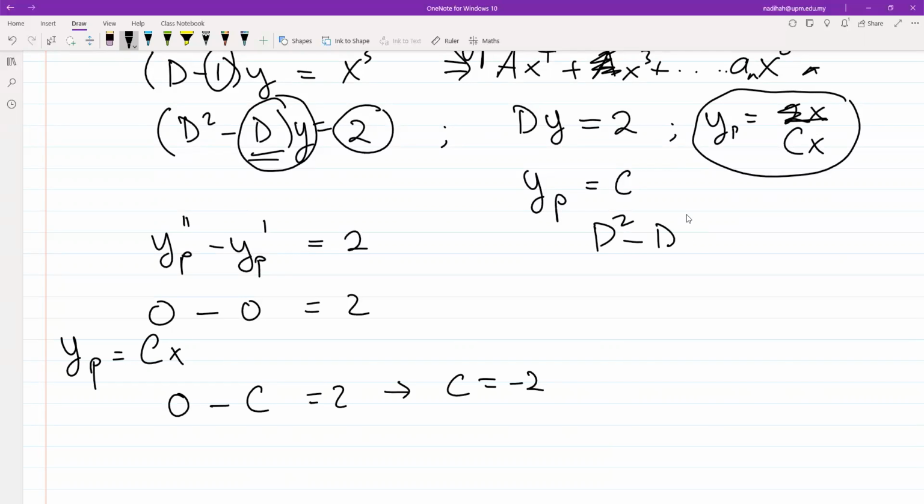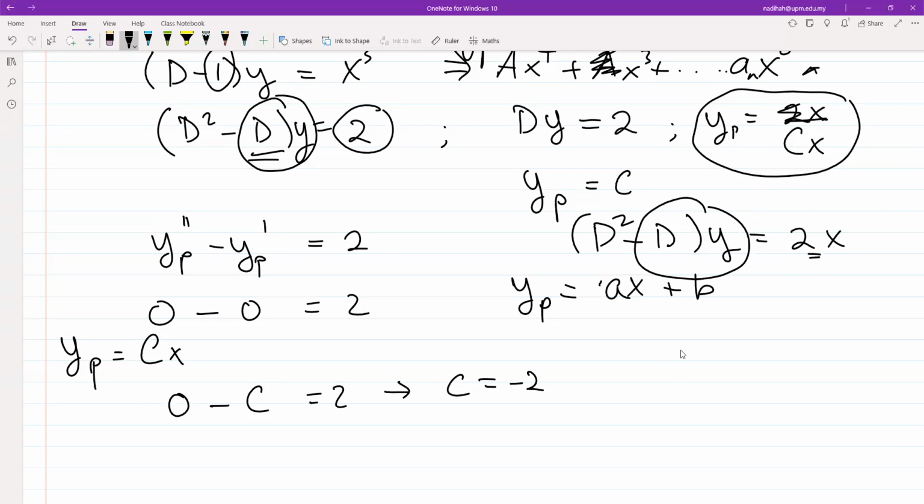D squared minus D. Second derivative minus first derivative sama dengan 2x. So adakah saya nak kata dia punya yp sama dengan let's say AX plus B? Tak boleh. Sebab AX apa? Sebab kalau saya buat macam tu, saya tengok dekat last kali ni, dia akan jadi dy equals to 2x. So untuk dapatkan yp, so this must be something AX squared.